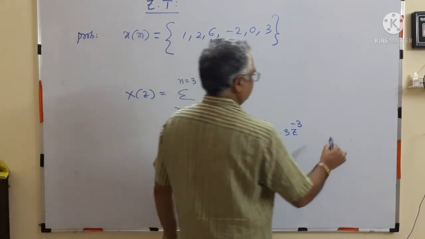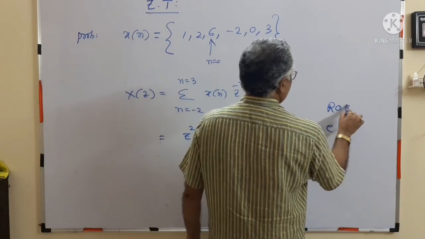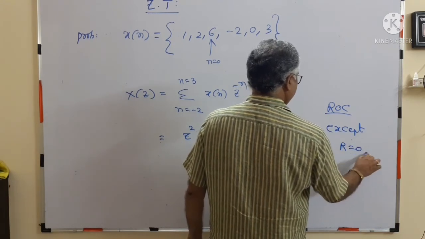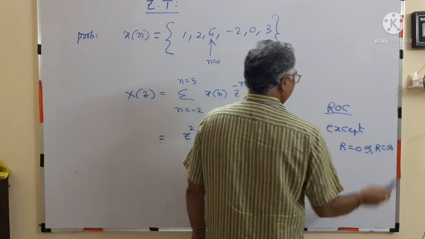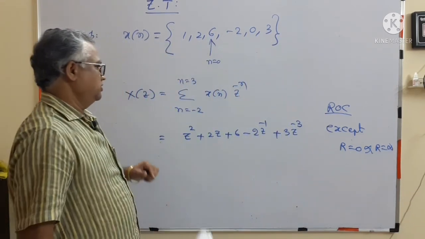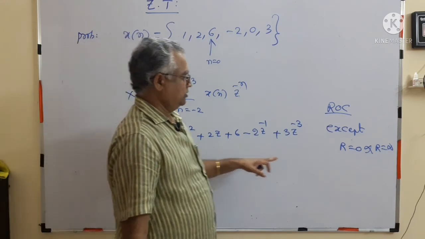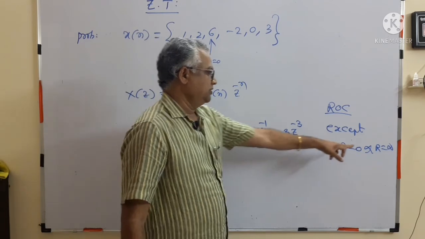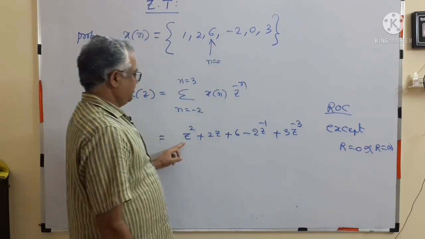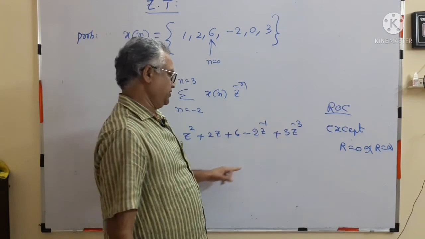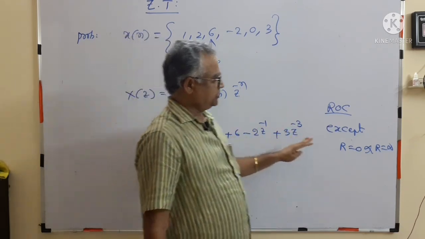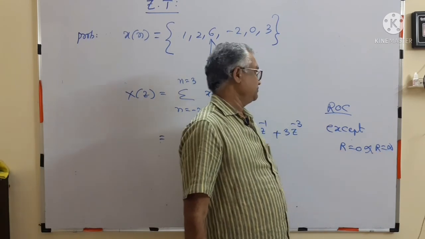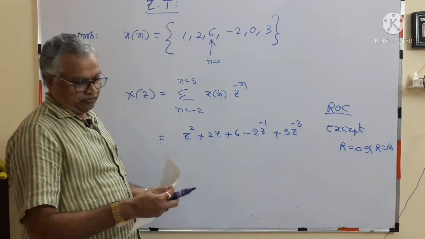What is ROC? Except r equal to 0 and r equal to infinite. If r is 0, this becomes infinite. If it is infinite, this becomes infinite. So x of z should not be infinite. It is not infinite for any value of ROC except 0 and infinite. So that is the meaning of this.